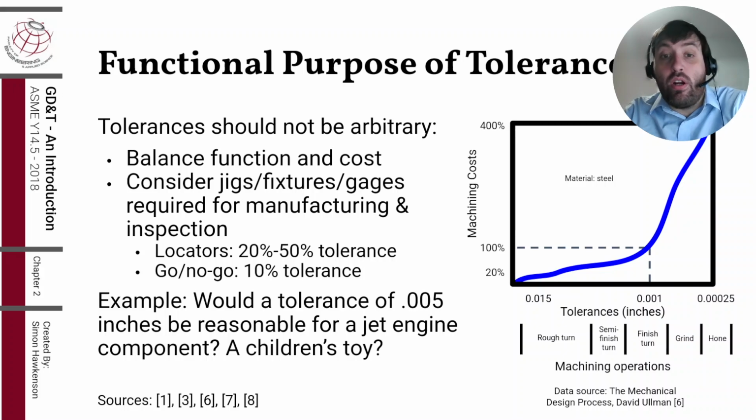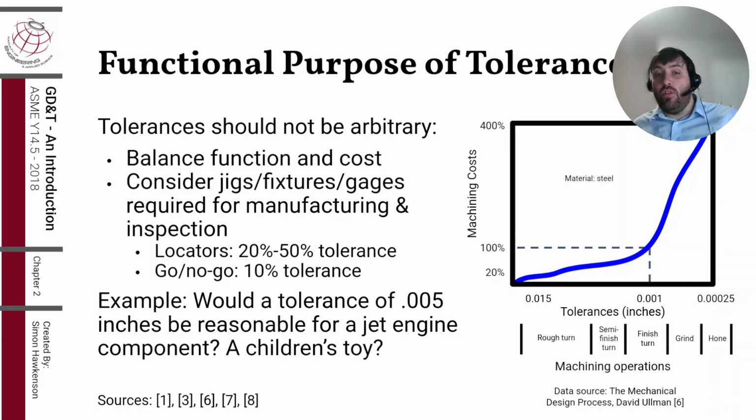Those functional requirements are often informed by any jigs that are needed for manufacturing, any fixtures in assembly, or any gauges in inspection. For example, locators on fixtures are often designed with 20 to 50% of the part's tolerance, so it's much stricter. And for go/no-go gauges, it's 10% of the part's tolerance. That is 10 times tighter tolerances. This means that you also have to factor in the manufacturability of your jigs, fixtures, or gauges.